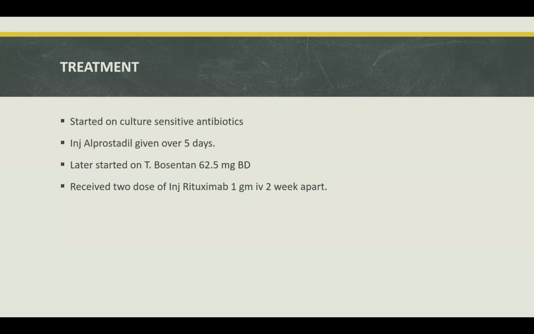And you mentioned alprostadil. So what is alprostadil? Ma'am, it is a phosphodiesterase inhibitor which... Sorry, alprostadil is what? Is it what?